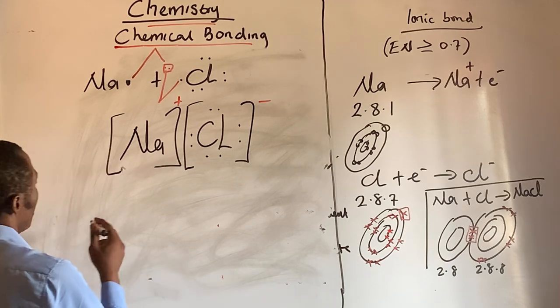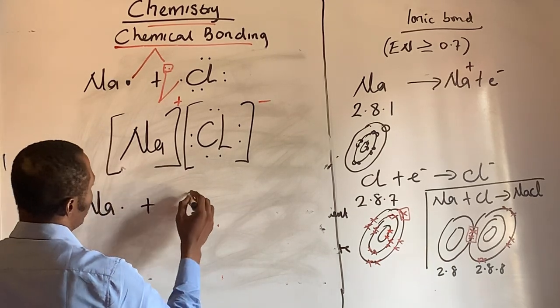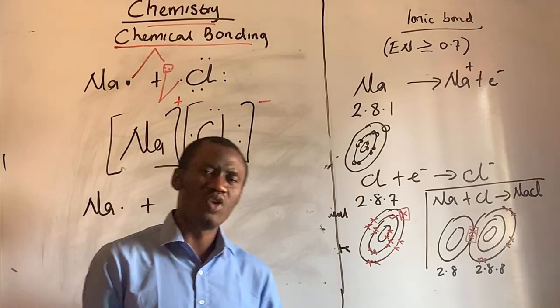Let's say we have sodium, of course, reacting with fluorine. Fluorine, what's the atomic number for fluorine?